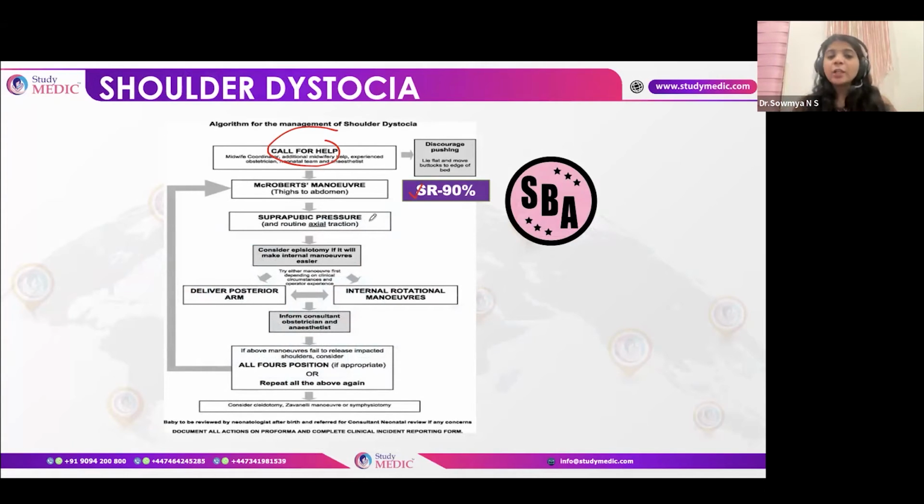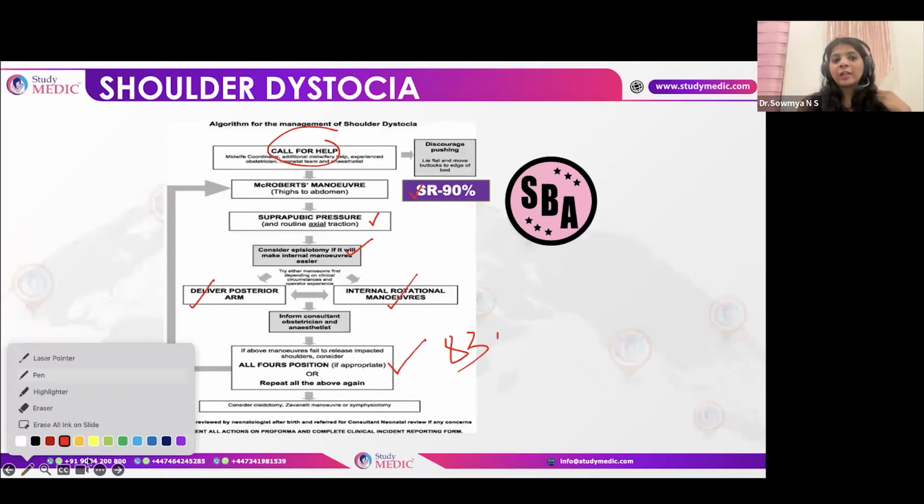If that doesn't work, you can try with suprapubic pressure. Then you go for episiotomy and either deliver the posterior arm or internal rotation. And if you are alone, if the midwife is alone, she can try all fours, which has a success rate of 83%. Guys, you need to know the percentages as well here, the brachial plexus injury, fracture of humerus, because sometimes they might ask. And you need to know the protocols.